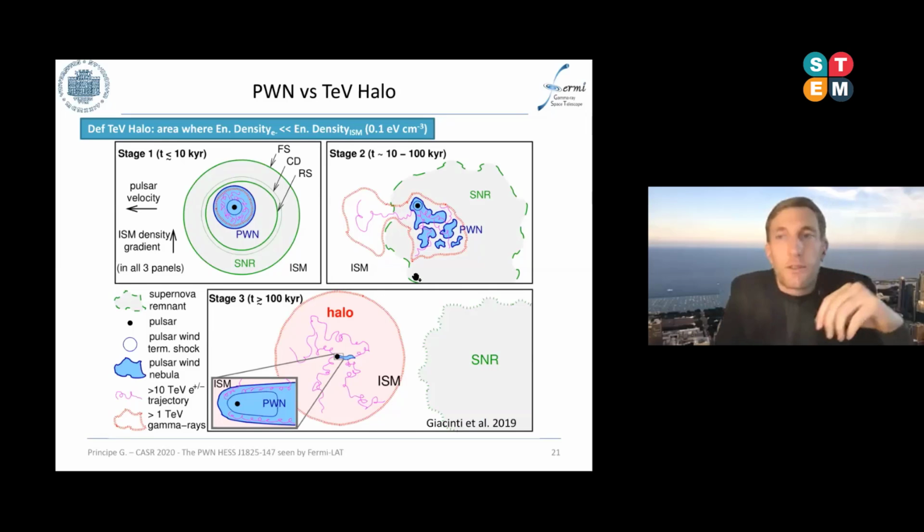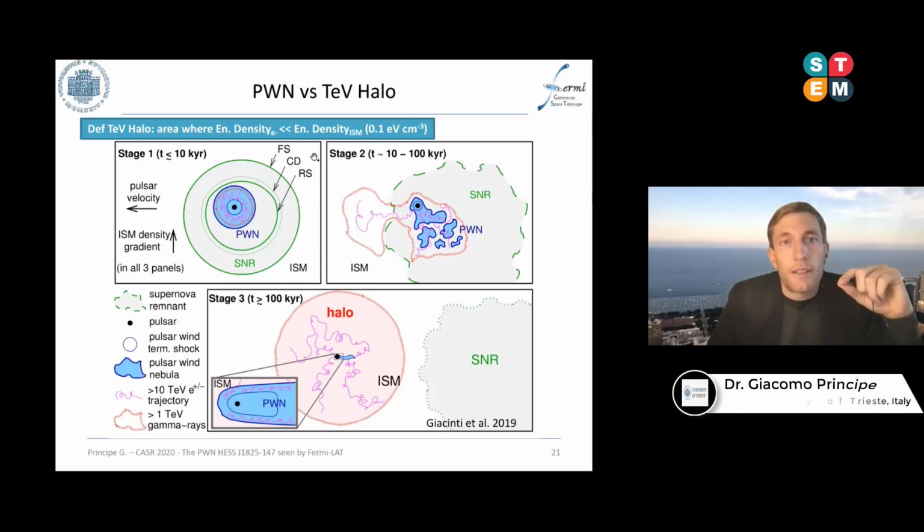Then coming to what I said at the beginning, this nebula was also classified as a possible TeV halo because, by definition, a TeV halo is when the electrons start to escape from the supernova remnant and start to directly interact with the interstellar medium. And when the electrons are completely outside, then we can call it a halo.